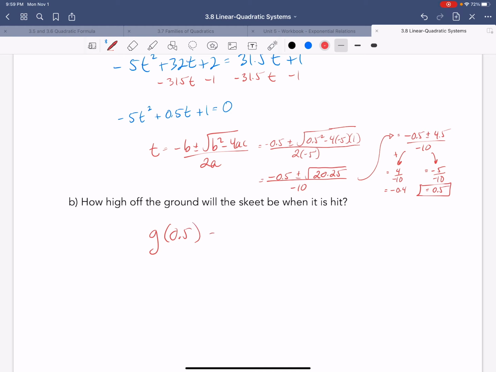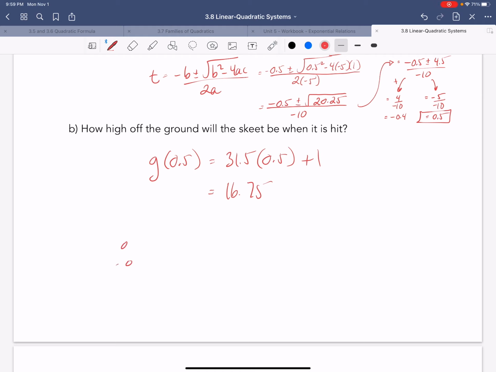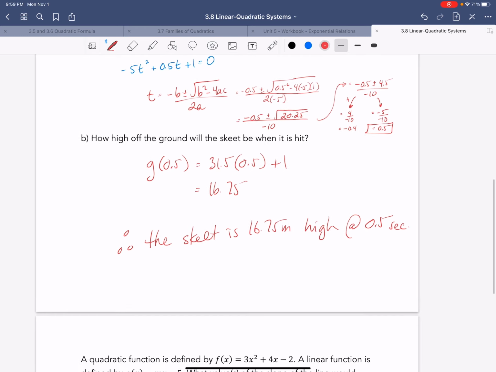So g at 0.5 is 31.5 times 0.5 plus 1. So 16.75. So therefore, the skeet is 16.75 meters high at 0.5 seconds.